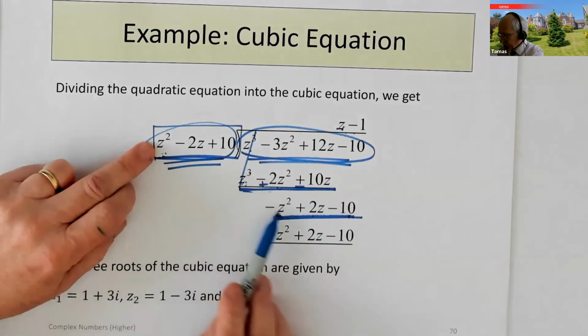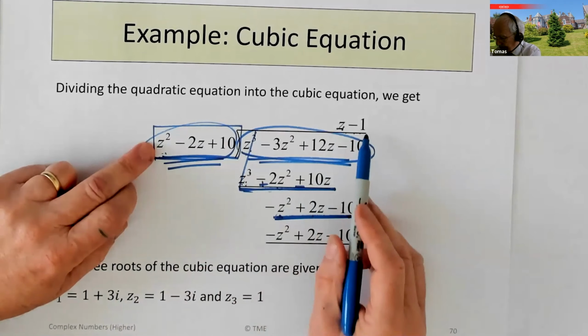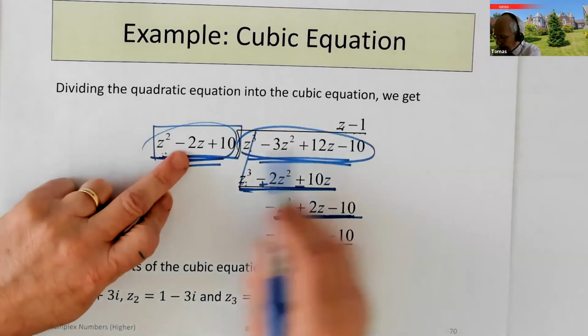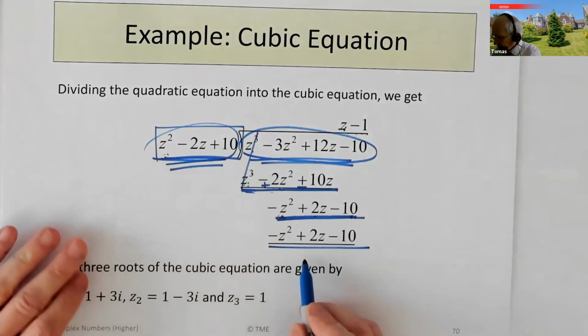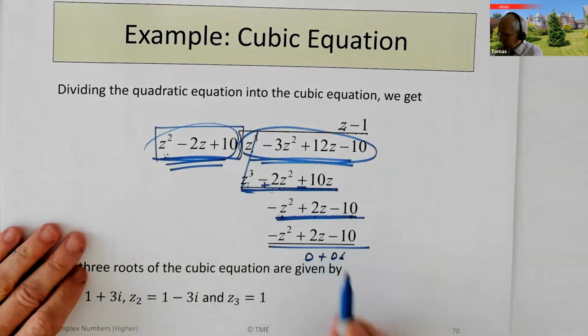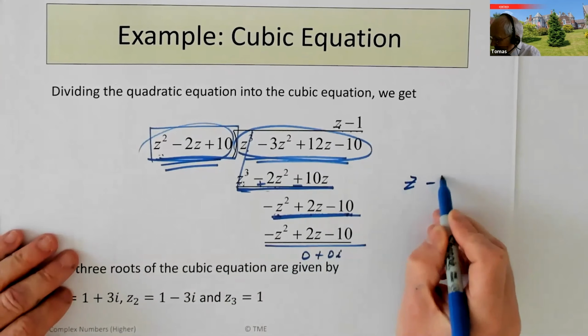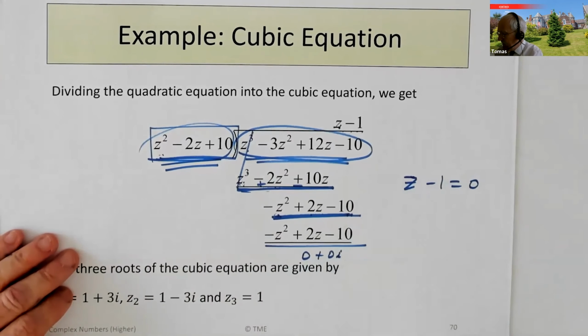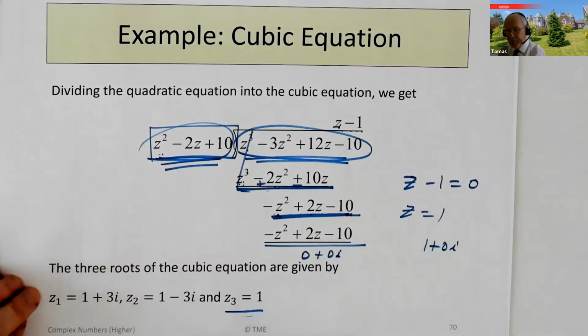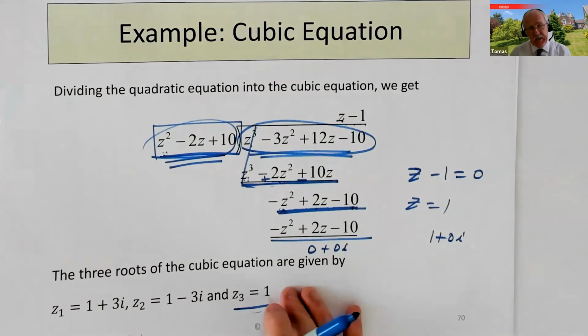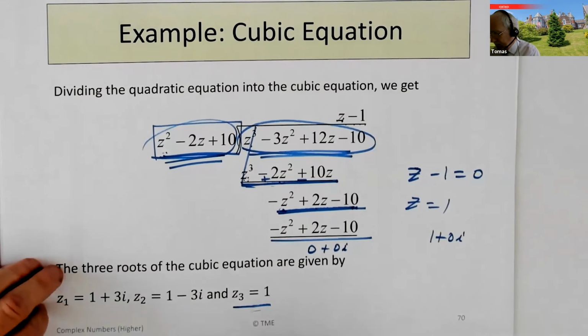How often does z squared go into minus z squared? Minus 1. So minus 1 by that is this, minus 1 by minus 2z is plus 2z, minus 1 by 10 is minus 10. So I end up with nothing here. So the third root is z minus 1 equals naught, or z equals 1, or 1 plus naught i. So the third root is 1. So that's as tough as it can get. Don't expect a cubic, but it can happen.